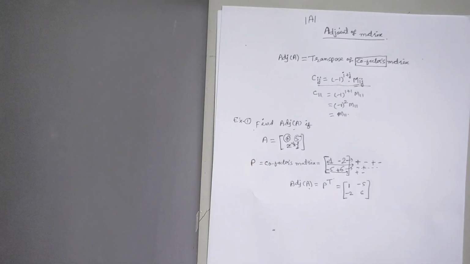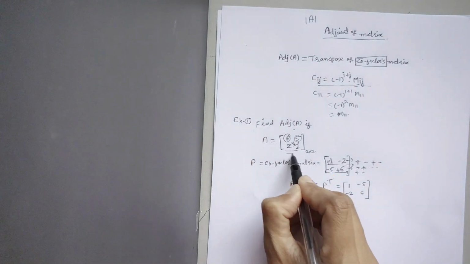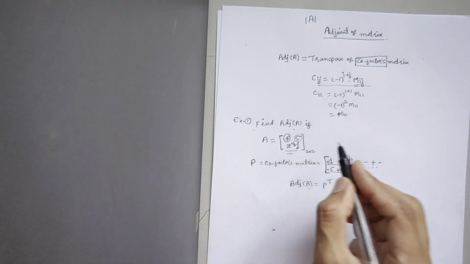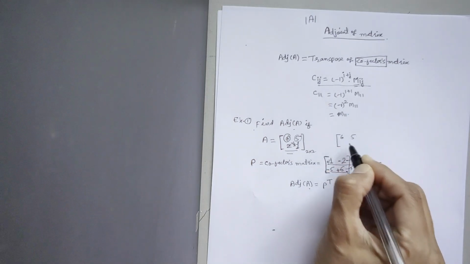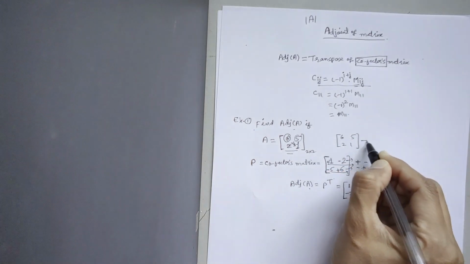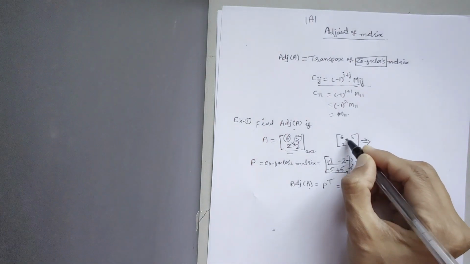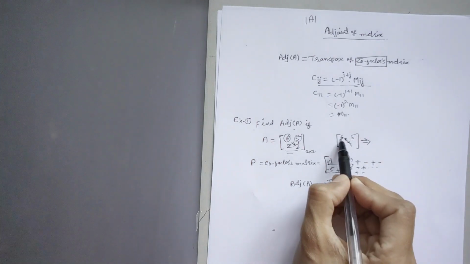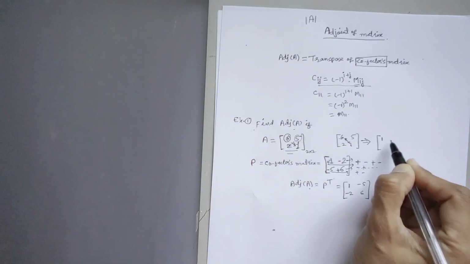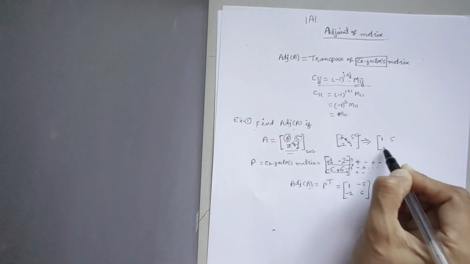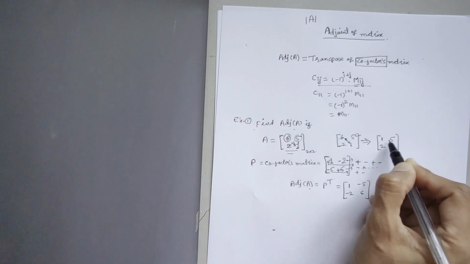Now just remember a simple trick, and this is valid only for a 2 by 2 matrix. Whenever you need to find the adjoint of A for a 2 by 2 matrix, just interchange the diagonal elements. For example, here I have 6, 5, 2, 1. As a shortcut, I will just interchange these two elements: 6 is replaced by 1, and 1 is replaced by 6. The other elements stay the same.